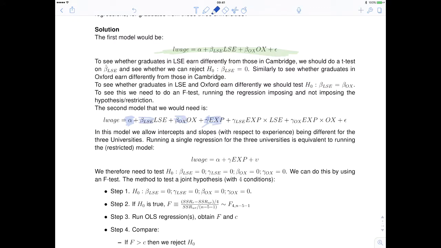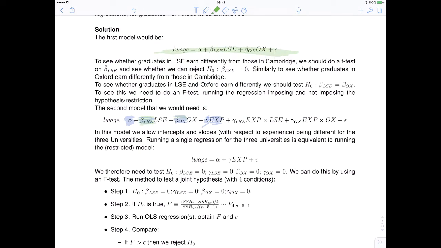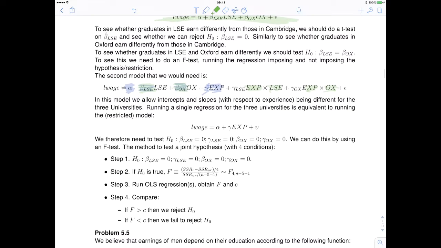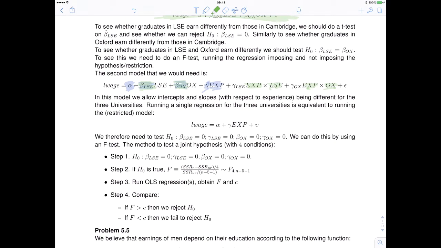So we're going to have these intercept dummies. Let me go with green because we're going away from that simple model. And we're going to allow the LSE and Oxford to interact with experience. So we have experience in Oxford, experience in LSE, so we can get those 3 separate regressions effectively, for the different bits. So in this model, we allow intercepts and slope with respect to experience being different for 3 universities.